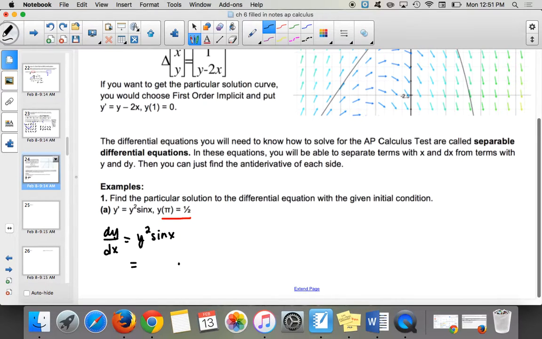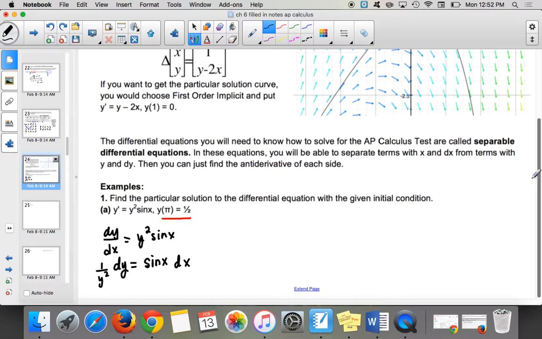So when I do that, I'm going to have a dx over here, and I'm going to have a dy over here. And I want to separate my variables. I want only x's on the right side, only y's on the left side. Okay, so if I'm separating variables, I'm going to keep the sine of x where it is, and I'm going to do 1 over y squared over here on the left. If you do not do this step, you will get 0 points out of the 5 or 6 points. Okay, isn't that dumb? I think it's dumb. But you will get 0 points. So do that on your AP test.